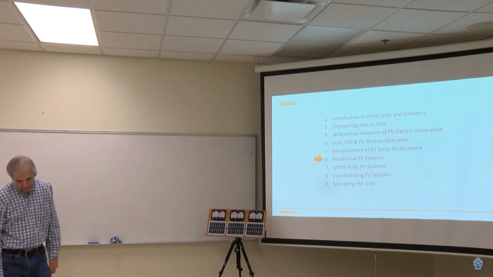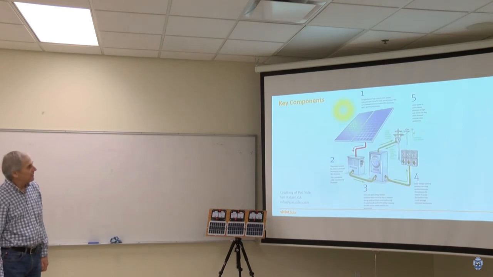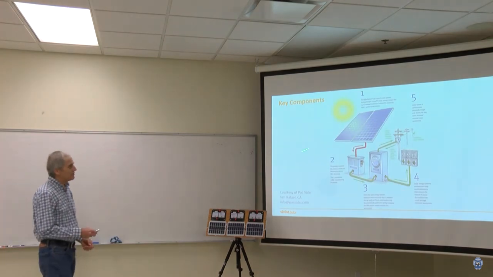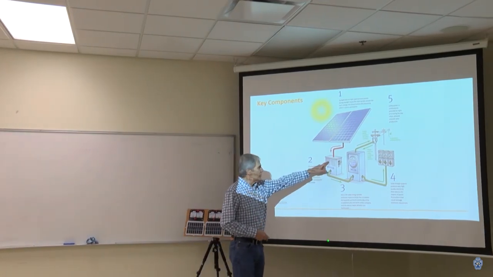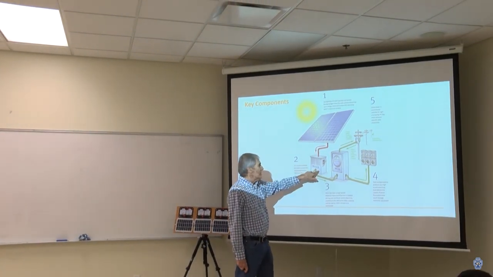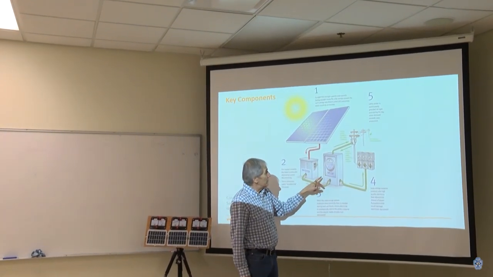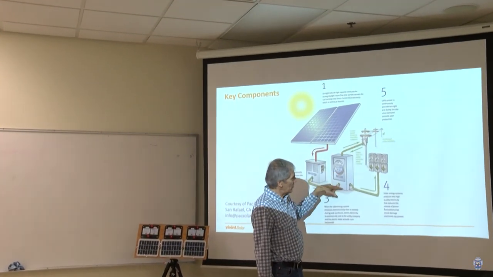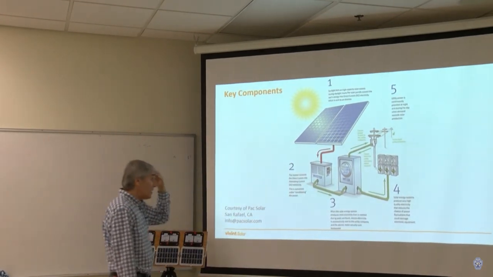So let's take a look at residential systems and some of the components. Of course, there's the rooftop array. And these are the components diagrammatically, or sketchy-wise. The solar panels, the inverter that converts DC to AC. And then you have your customer's load panel on the side of the house and the meter. The energy flows either to the utility or into the house loads, depending upon what your loads are.